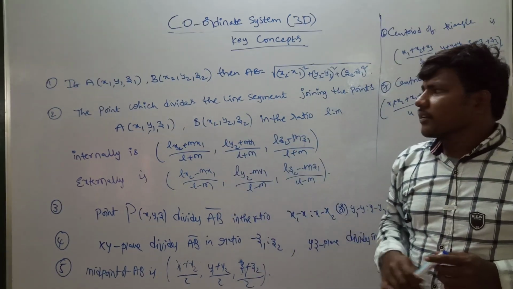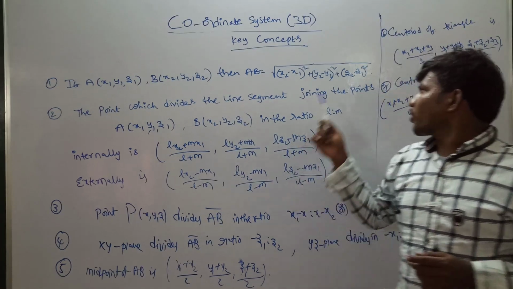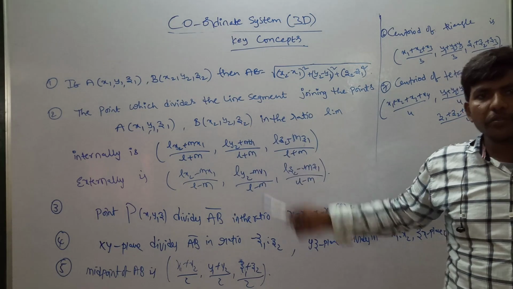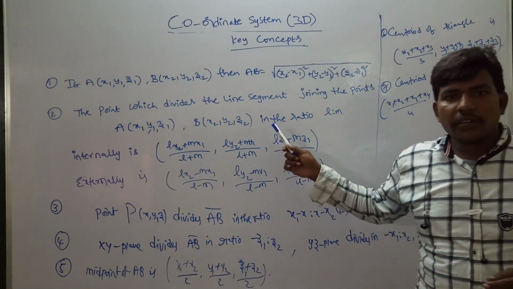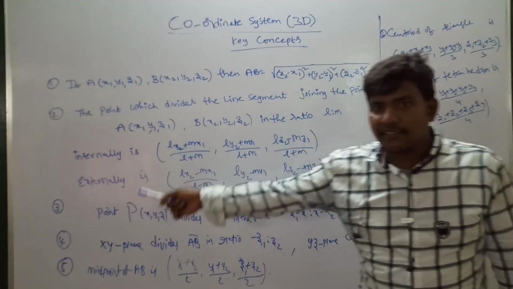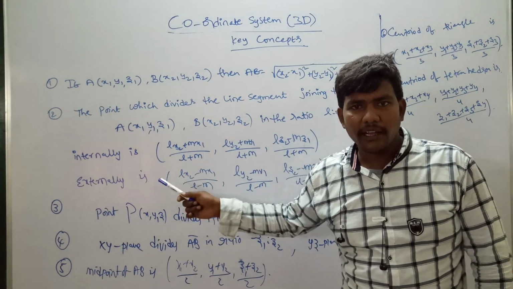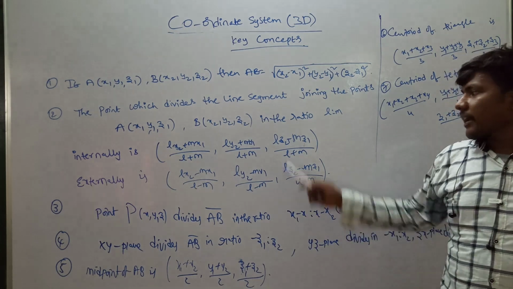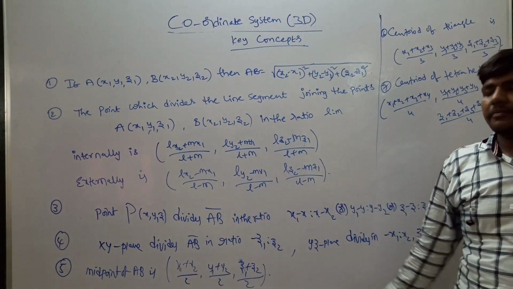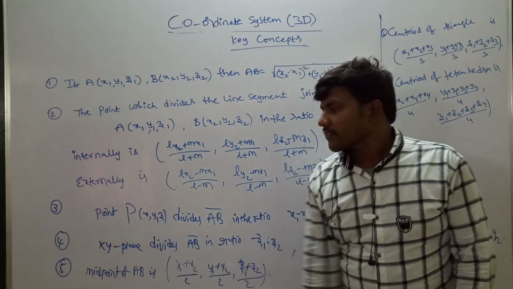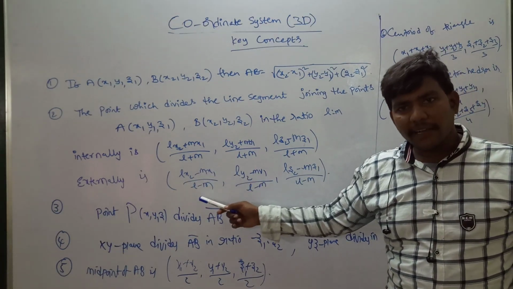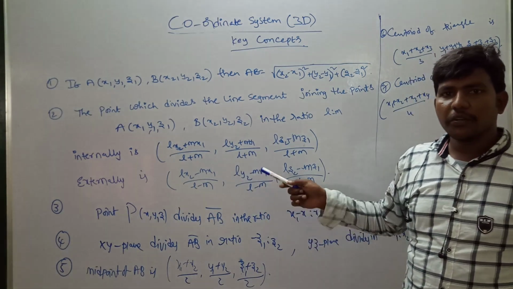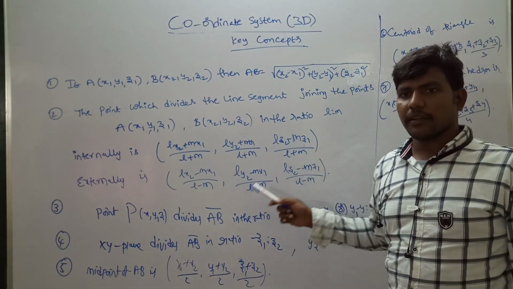Next, second point: the point which divides the line segment joining the points A(x1, y1, z1) and B(x2, y2, z2) in the ratio L is to M. Internally it is (Lx2 plus Mx1) by (L plus M), (Ly2 plus My1) by (L plus M), (Lz2 plus Mz1) by (L plus M). Externally it is (Lx2 minus Mx1) by (L minus M), (Ly2 minus My1) by (L minus M), (Lz2 minus Mz1) by (L minus M).